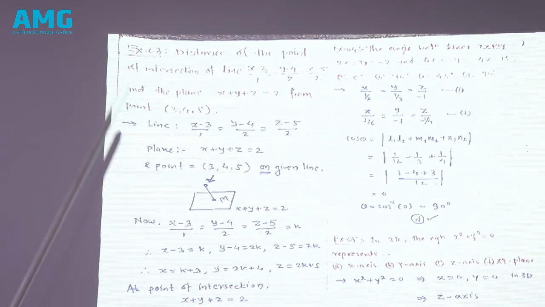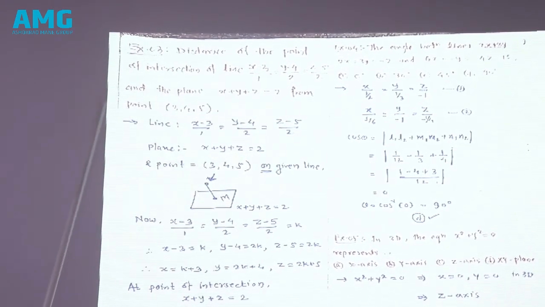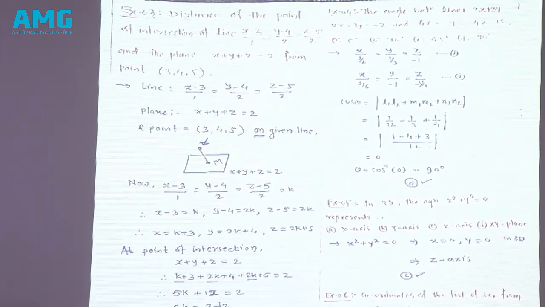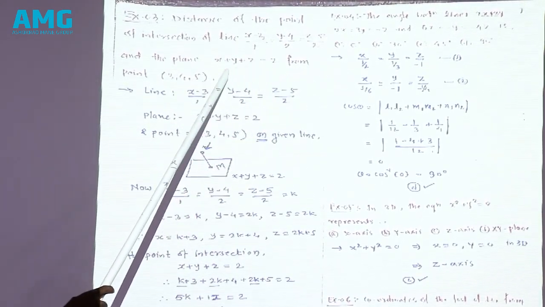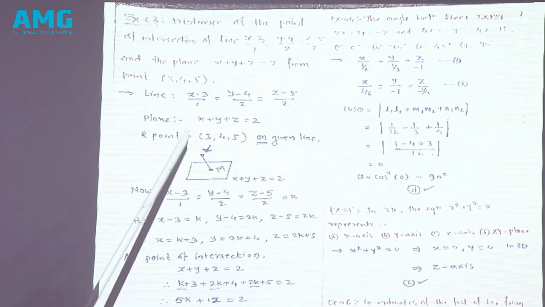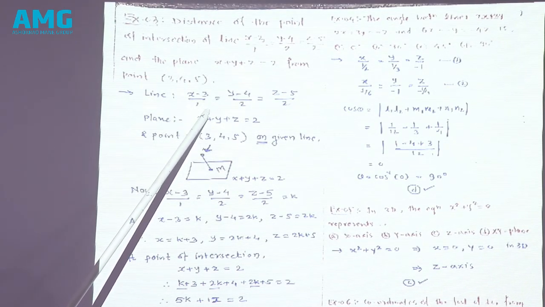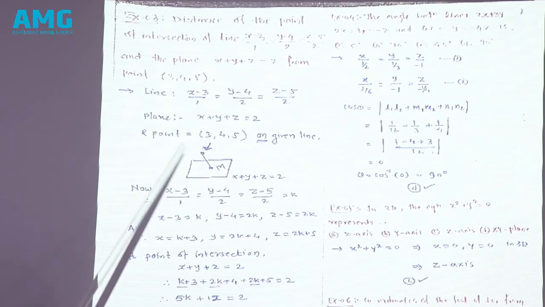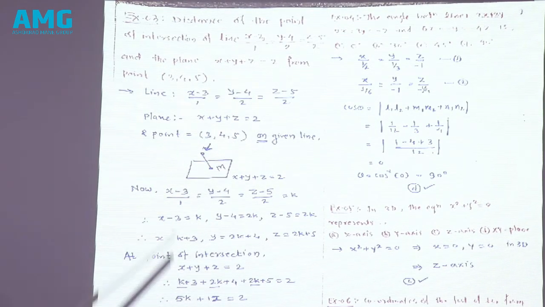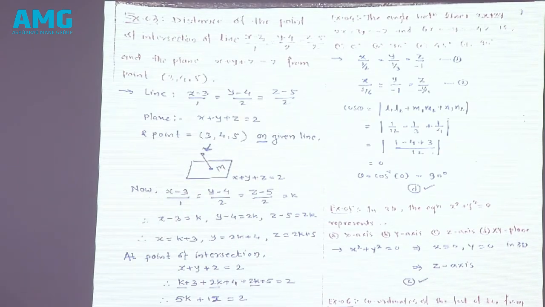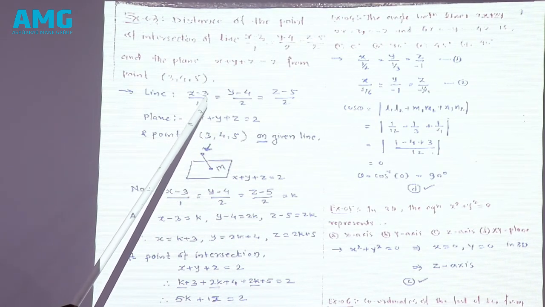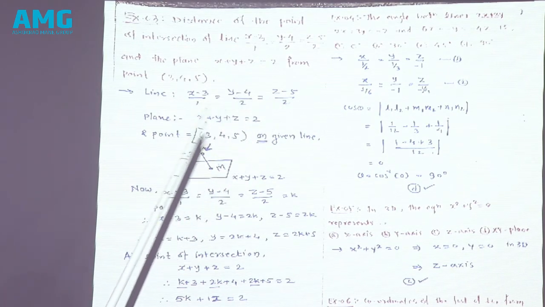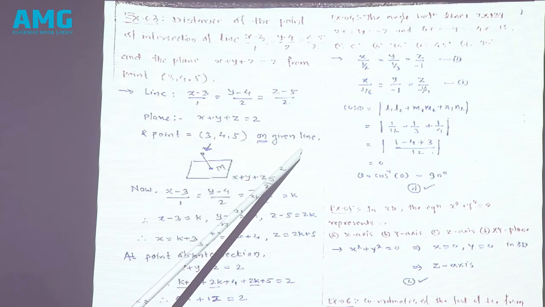Check that our target is to find the distance of the point 3, 4, 5, along with this line, to this respective plane. Therefore, we first write the equation of the line, x minus 3 upon 1, y minus 4 upon 2, z minus 5 upon 2 in equality, and the plane x plus y plus z is equal to 2. The point 3, 4, 5: firstly observe that this point is present on the line x minus 3 upon 1 and so on. That is, it is present on the given line.